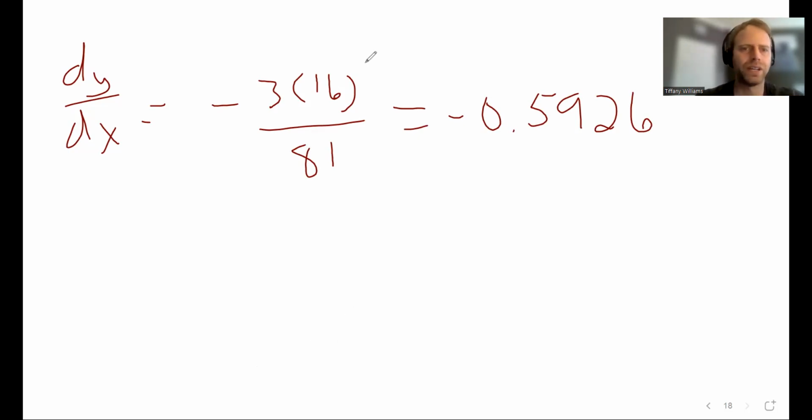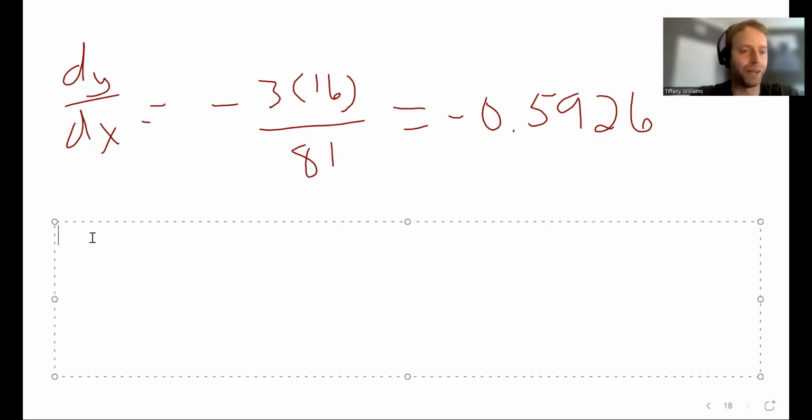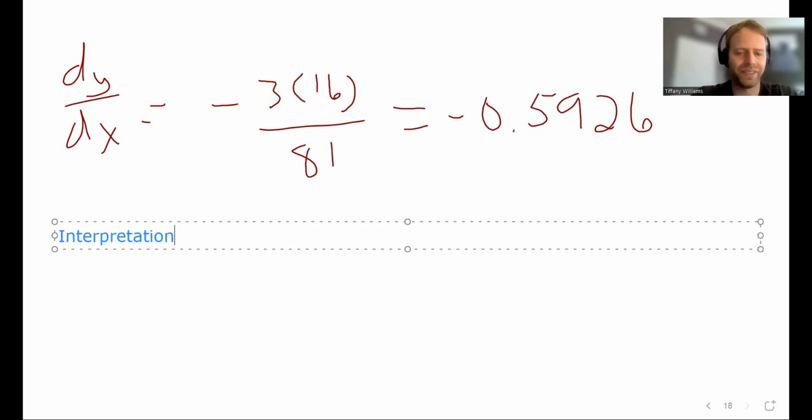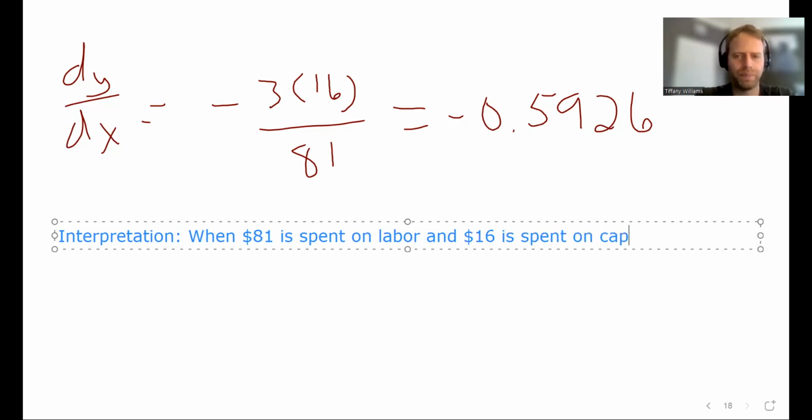We found that. Now part B is going to be, let's interpret, what does this number mean? So this is going to be part B. Here's the interpretation, and I'll type it because I'm sure you're sick of my handwriting by now. Remember, at this particular point, 81 is x, so we're spending $81 on labor, and 16 is spent on capital. So when 81 is spent on labor and 16 is spent on capital.